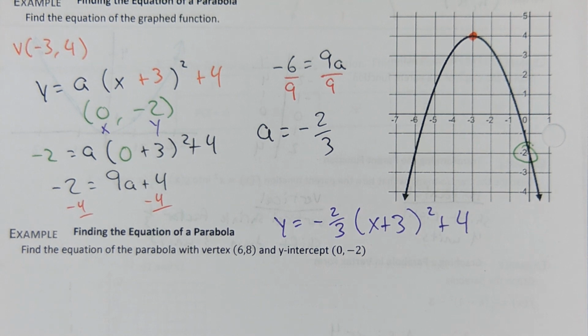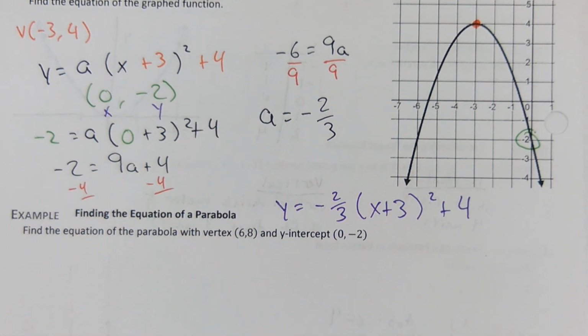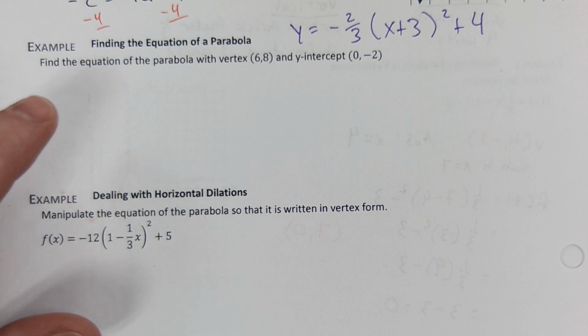Identify your vertex, put it into the vertex form as your h and your k, find one more pretty point, use that as x, y. That's how you identify what your a value is. Pretty cool, huh? All right. That's if you have a picture. So how would this example be any different?